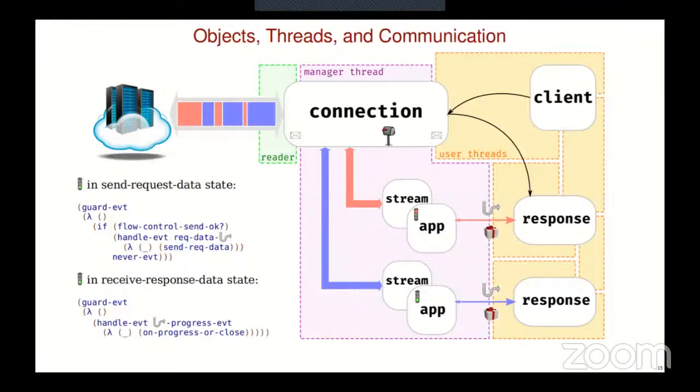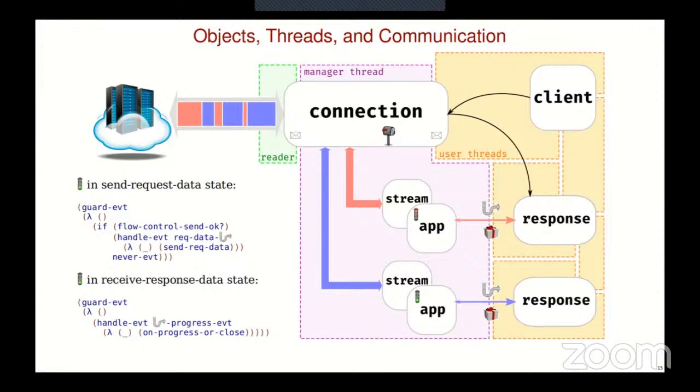So here are two examples. If the stream is in the mode where it is sending request data, that means that there's a user thread that is writing to the request data pipe, and it wants to send that to the server. Then it's only able to do work if the flow control system says it's allowed to send data at that point. If it's not, then it can't do any work at that state, and it should check later. Otherwise, if there is request data in the pipe to send, then go ahead and send it.